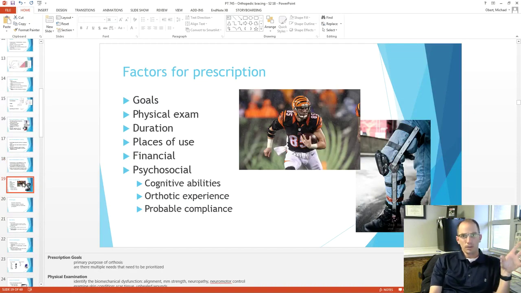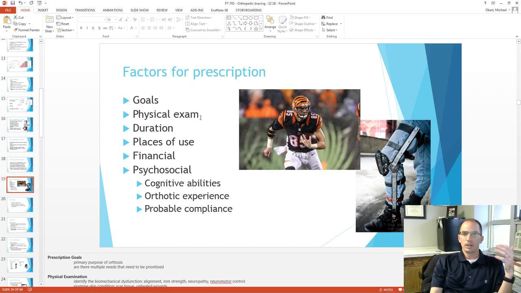Some of the factors for prescription of orthotic devices and braces are, what's our patient goal? Okay, so do they need to get back to functioning? Do they need to use this brace in order to work, to go back to sport? So poor Tyler Eifert here, the man of many injuries, he's wearing this brace to help prevent that dislocation of his elbow again. Okay, do I need it to just walk, to just get around?